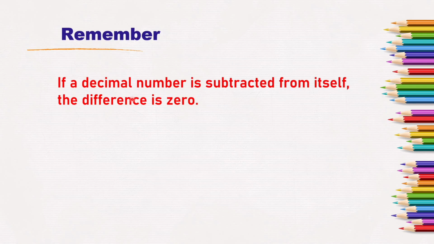Remember, if a decimal number is subtracted from itself, the difference is 0. This is the property of subtraction. Any number you take away from itself, the difference will be 0. Students, hope you have understood the concept of addition and subtraction of decimals. Try to solve these questions.